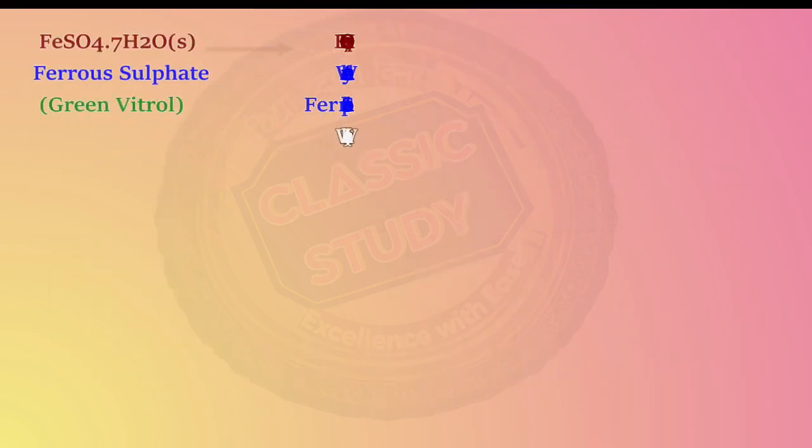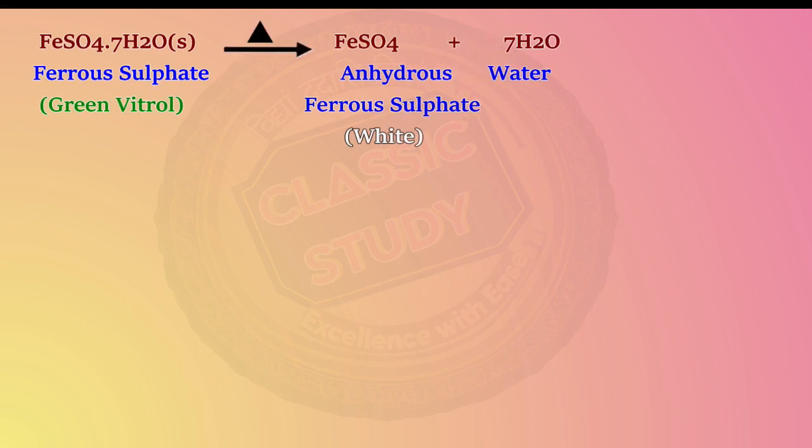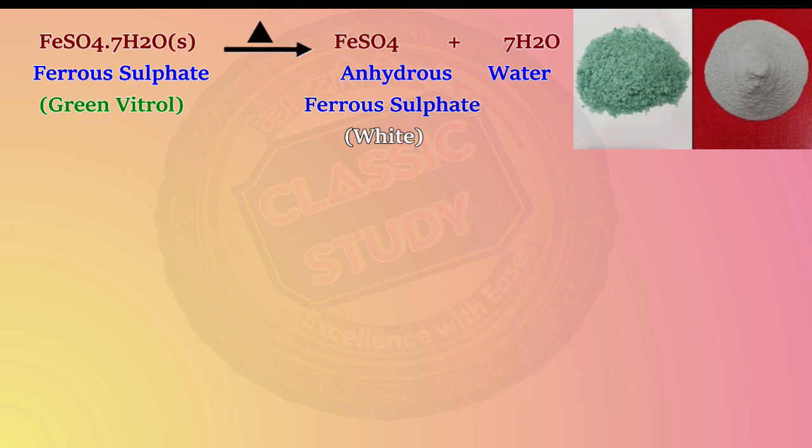Similar examples of thermal decomposition reactions: ferrous sulfate, which is green in color, undergoes thermal decomposition to give anhydrous ferrous sulfate, which is white in color, plus water. So FeSO4.7H2O gives FeSO4, which is anhydrous ferrous sulfate, plus 7H2O.